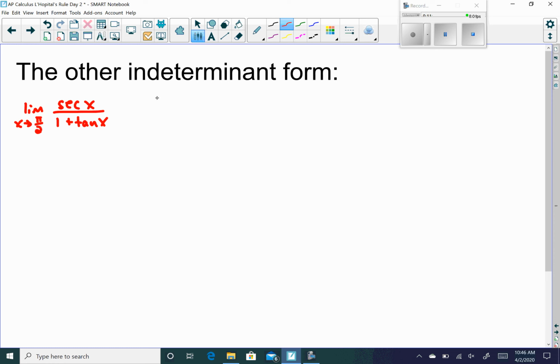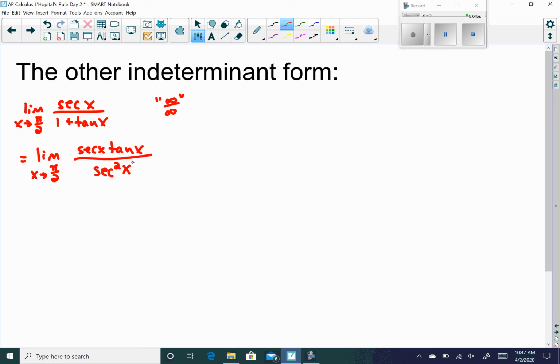So right now we actually have the indeterminate form of infinity over infinity because we have asymptotes that we're approaching here. So we're going to use L'Hopital's rule. We're going to take the derivative here. So derivative of secant x is secant x tangent x. Derivative of 1 is just 0. Tangent x, that derivative is going to become secant square x.